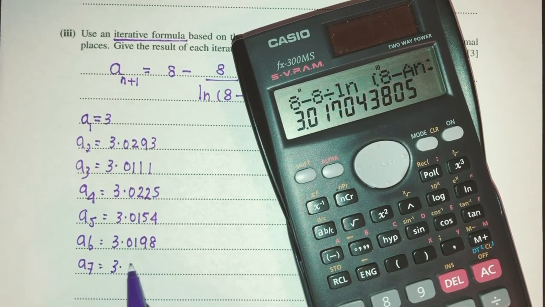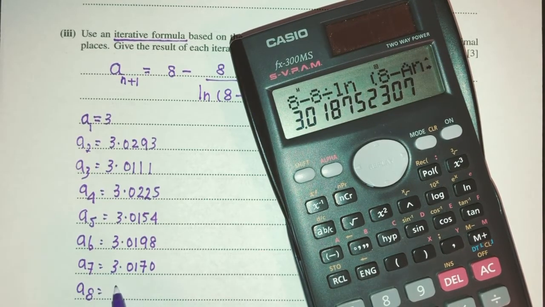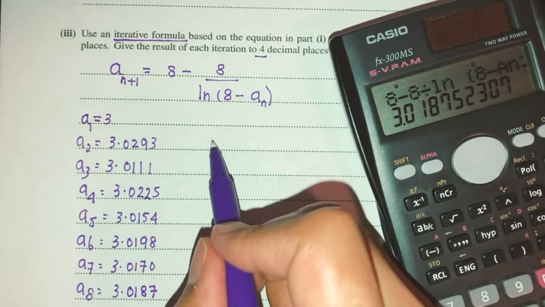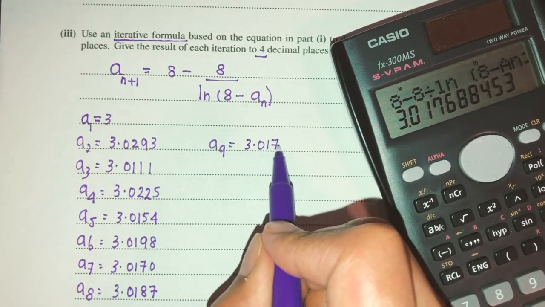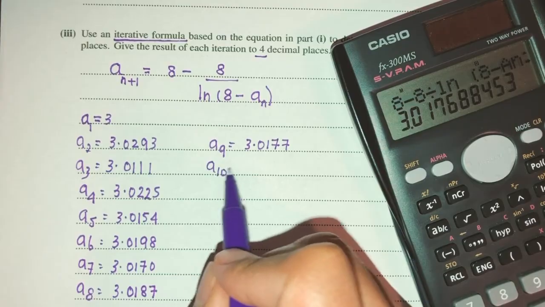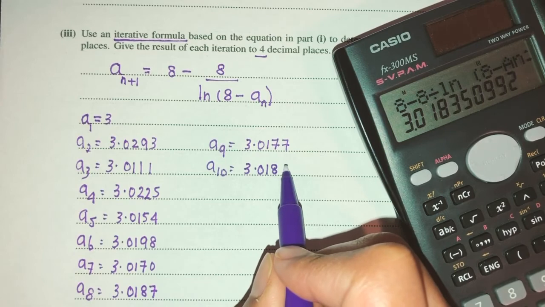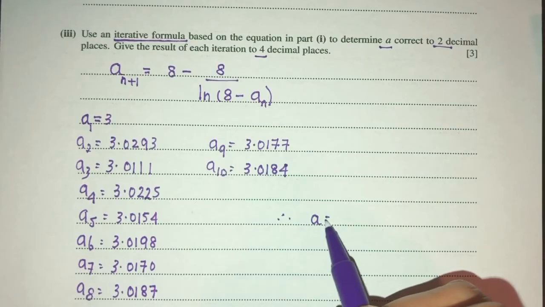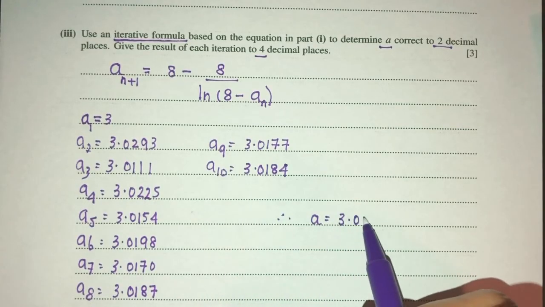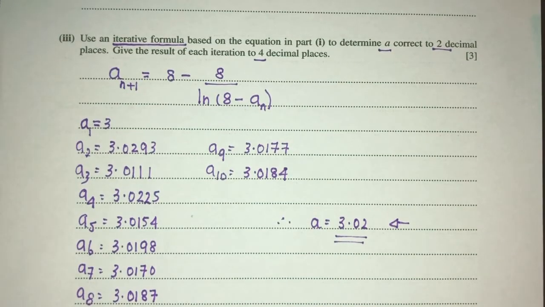A7, 3.0170. A8, 3.0187. Let's do a few more. 3.0177. And A10, you will have 3.0184. We only need to give our answer correct to 2 decimal places, so that will be 3.02. And that is your value of a correct to 2 decimal places. And that is your question.